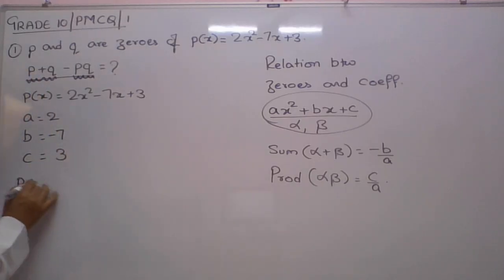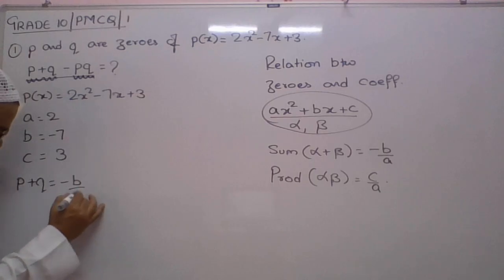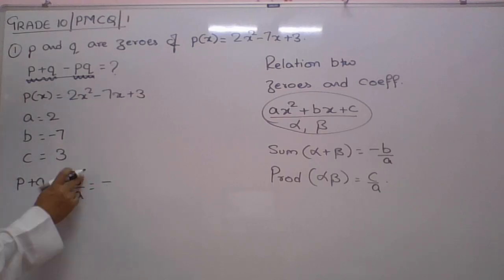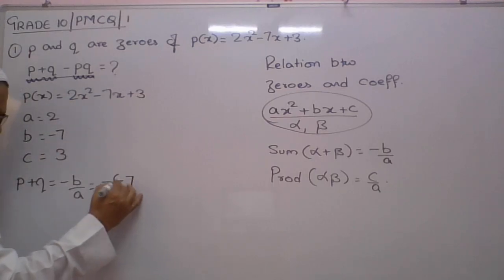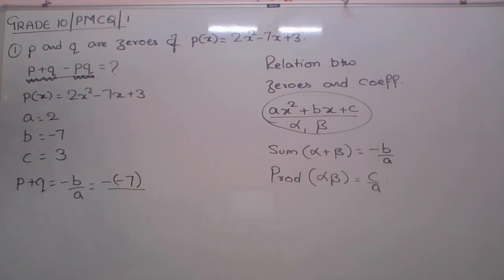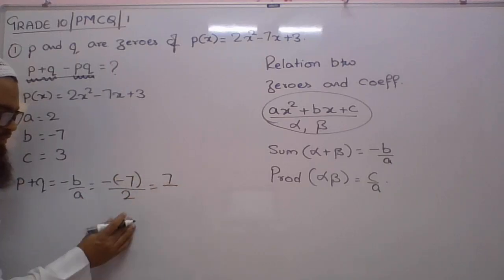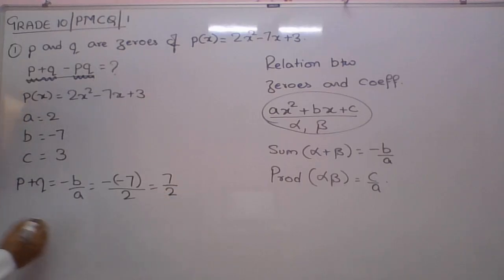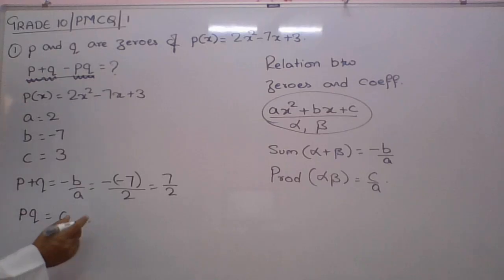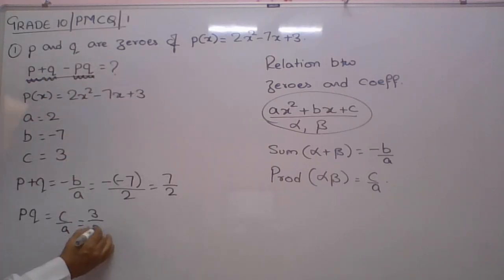What is the sum of zeros? Sum of zeros is equal to minus b by a. That is equal to minus, what is b? Minus 7. When you have two minus signs one after the other, keep it in brackets. Divided by a. What is a? It is 2. So minus of minus 7 is plus 7 by 2. Now let us do the product of zeros. What is the product of zeros? c by a. What is c here? 3, divided by a, which is 2. So you got p plus q is equal to 7 by 2 and pq is equal to 3 by 2.